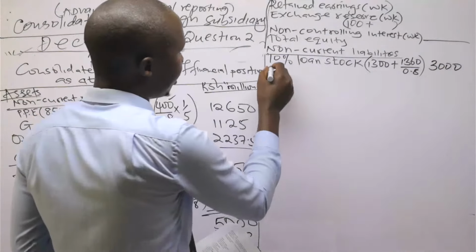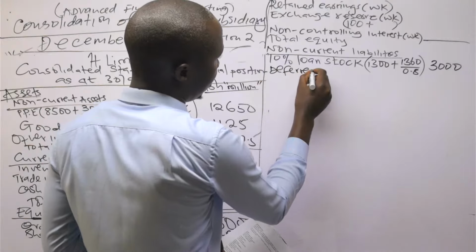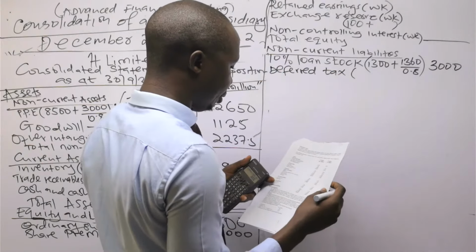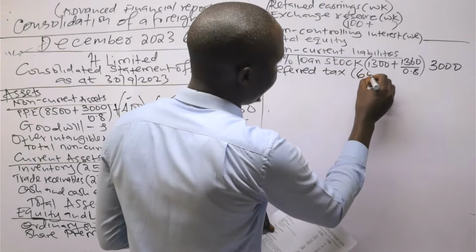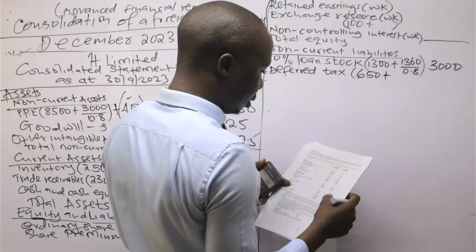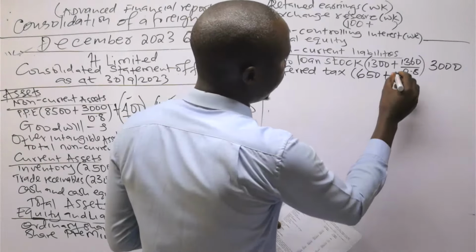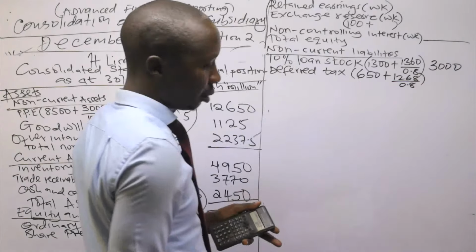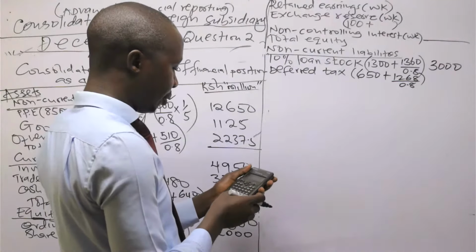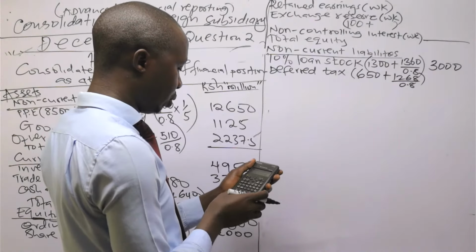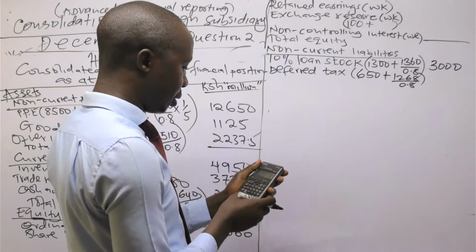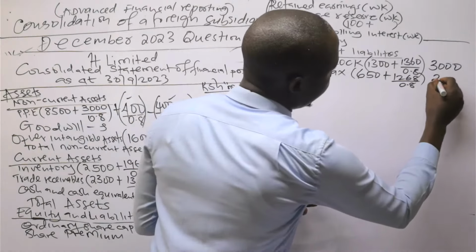And then we have deferred tax. So the deferred tax is 650 plus 1,268 divided by 0.8. So 650 plus 1,268, you divide by 0.8. That is 2235.